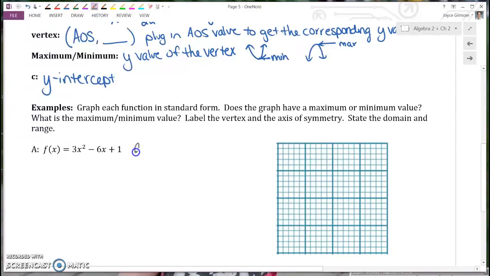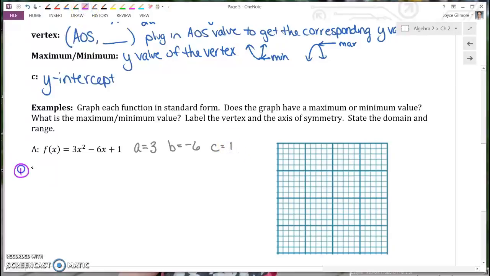The first thing that you should do is figure out what is your A value, what is your B value, and what is your C value. So what is A? 3. What is B? -6. If there's subtraction before your B value, attach that negative to the B value, so -6. And our C value is 1.